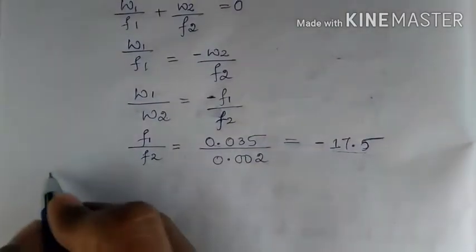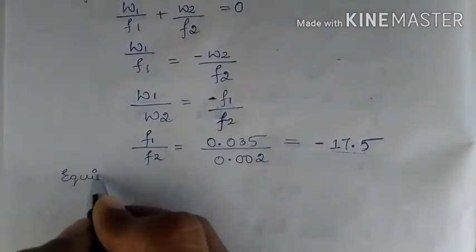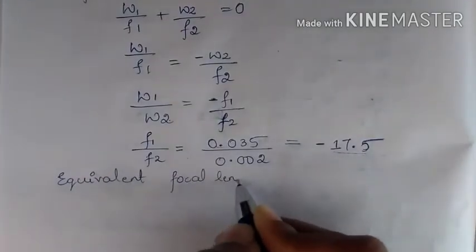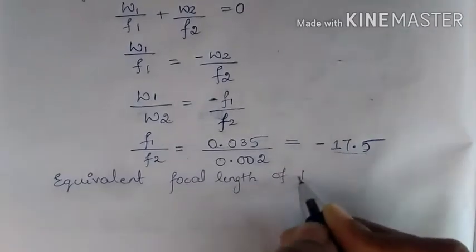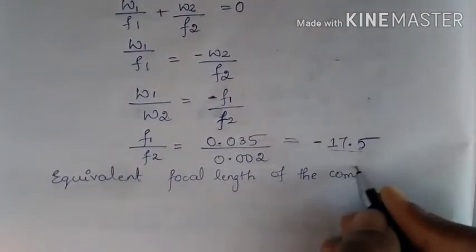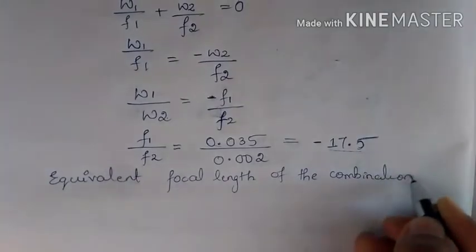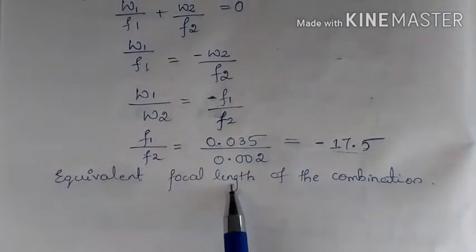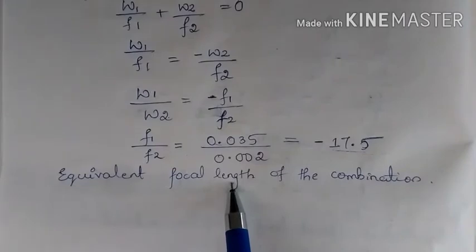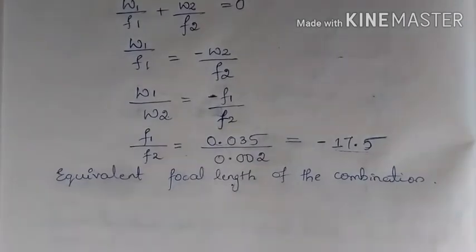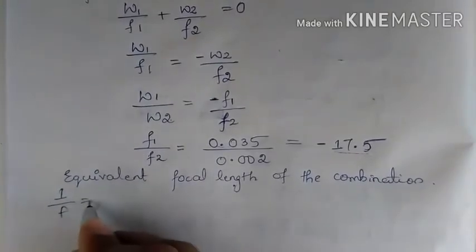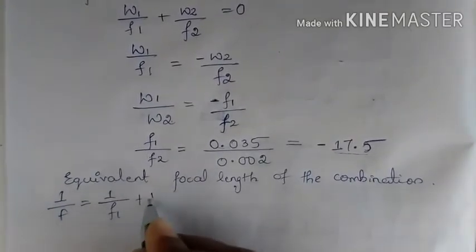Next let us find the equivalent focal length of the combination. The two lenses are kept in contact, so let us find the equivalent focal length. 1 by f is equal to 1 by f1 plus 1 by f2.